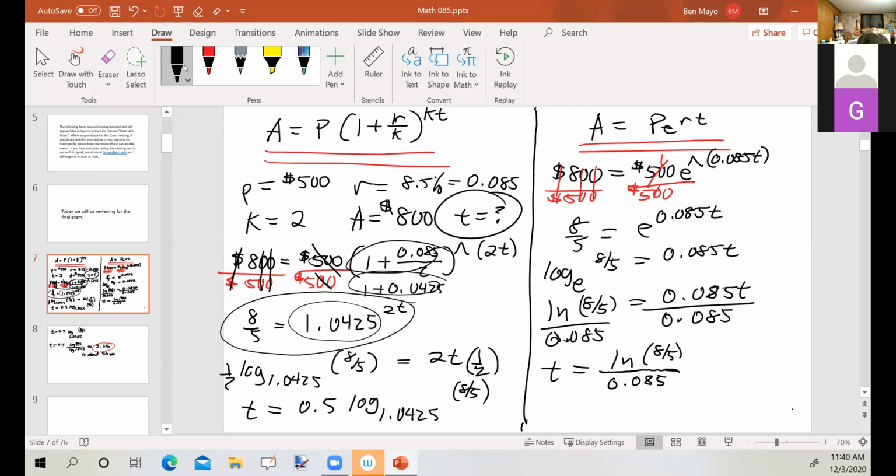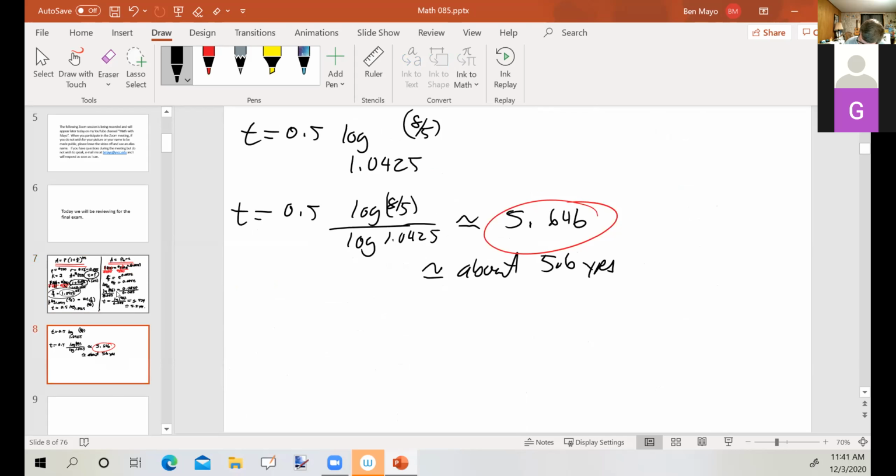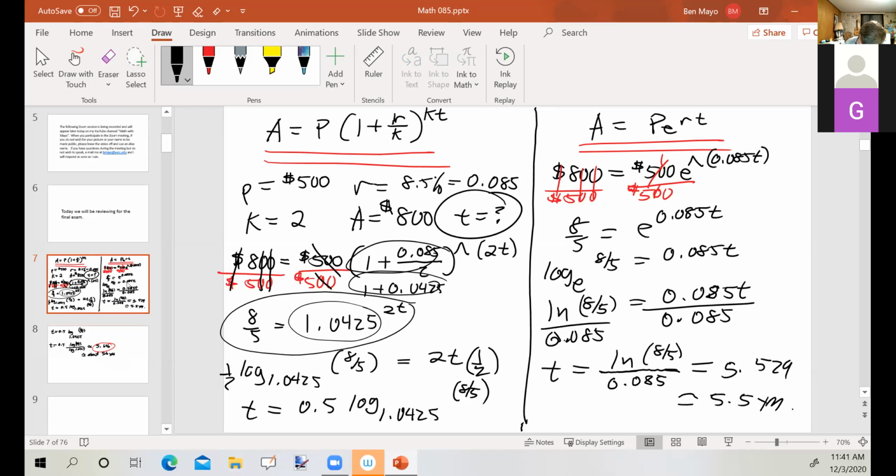Let's see what we get for that. So natural log of 8/5 divided by 0.085, and I get 5.529. So rounding to the nearest 10th, it's 5.5 years instead of 5.6 years. So as you and I predicted, it took less time.